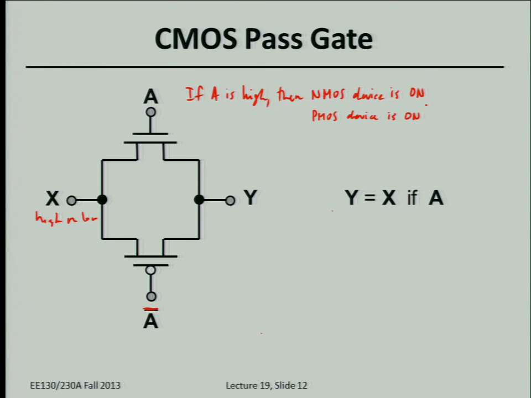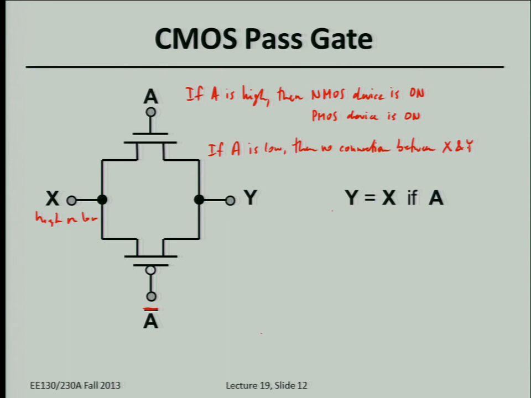So basically, you have the gating signal A and its complement driving this complementary pair of transistors. Okay, so let me write the other case. If A is low, then there's no connection, right? There's no connection between X and Y. But only if A is high can there be a connection between X and Y. So the question is, why do we need two transistors to make this connection between X and Y?